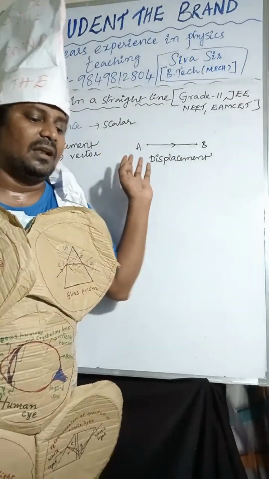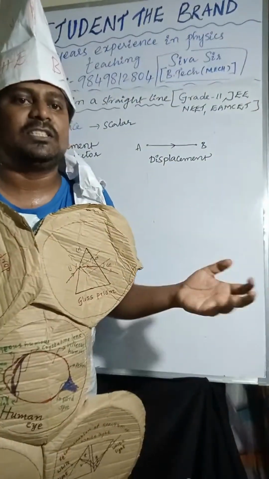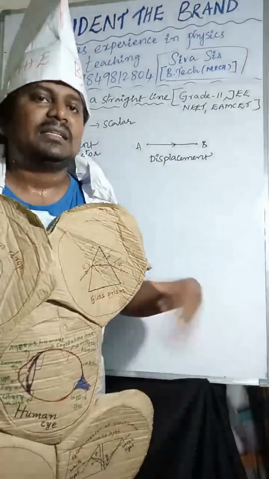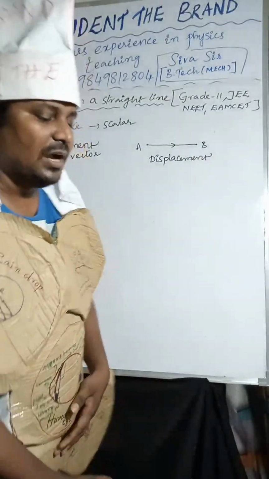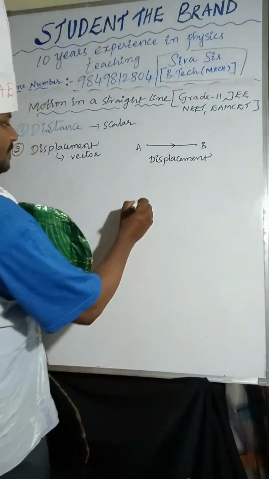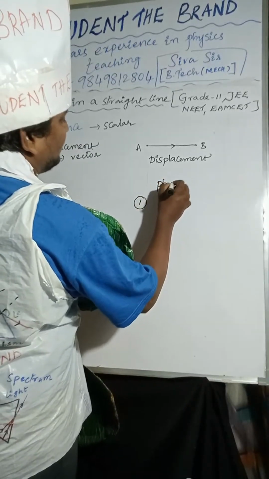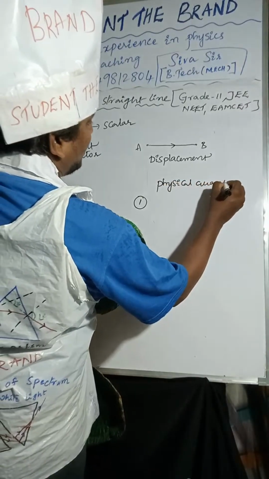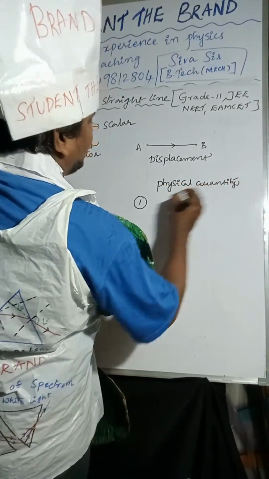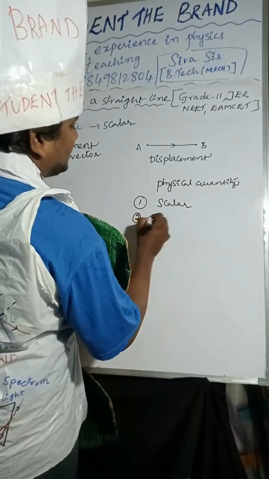The quantity which has only magnitude is called scalar. The quantity which has both magnitude and direction is called vector. So here I am considering first of all physical quantity. Next one is scalar, and next one is vector.